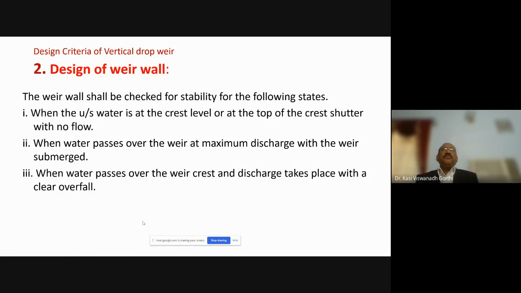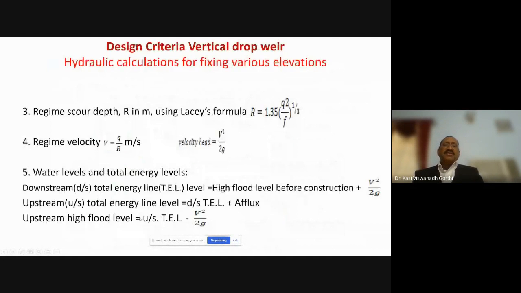So now we have arrived at several levels. This is the first important part of the design of a weir. We have fixed several levels. What is known to us? The downstream HFL is known, downstream bed level is known, and flood discharge also is known. Maximum flood discharge is known. So based on the maximum flood discharge, we have calculated the length of the waterway.